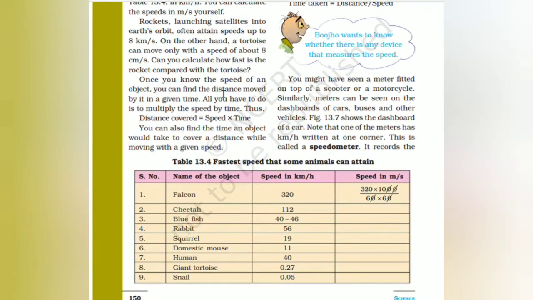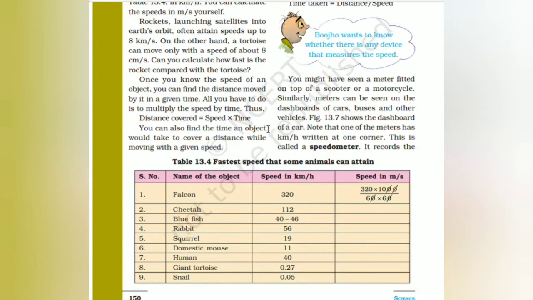Once you know the speed of an object, you can find the distance moved by it in a given time. That is, if you know the speed of an object, we can find the distance moved by it in a given time. How can the distance covered be found? Speed into time.